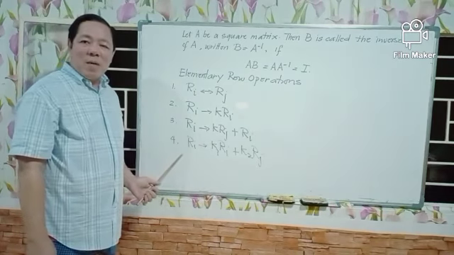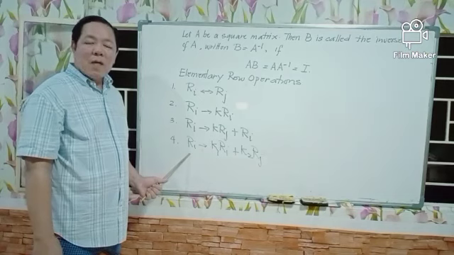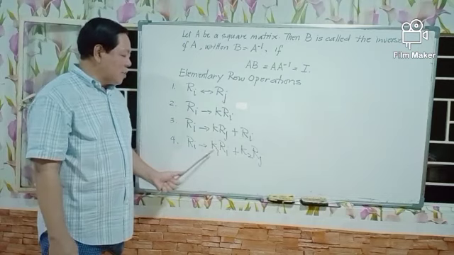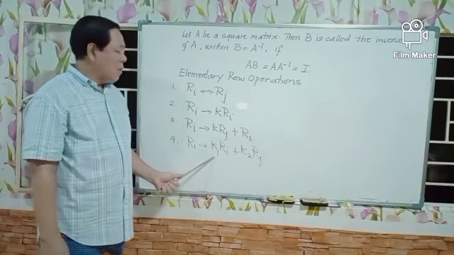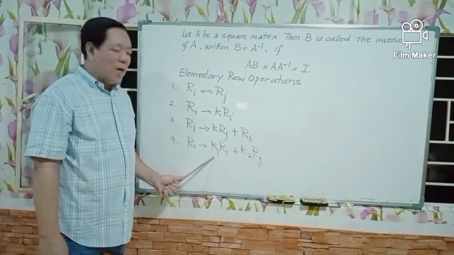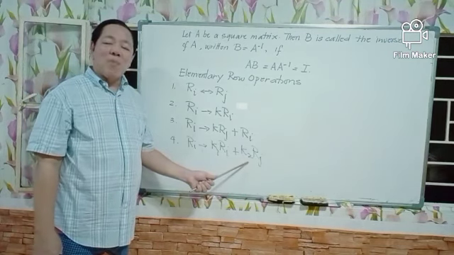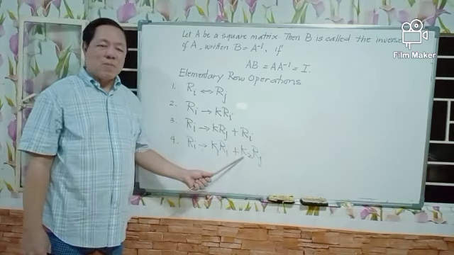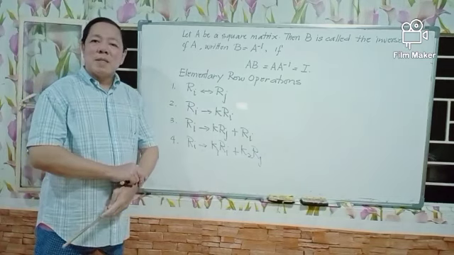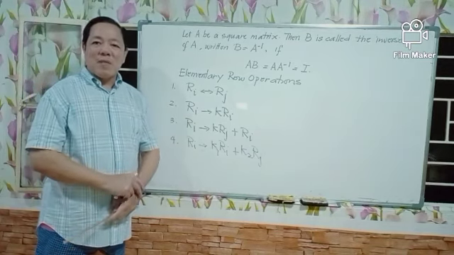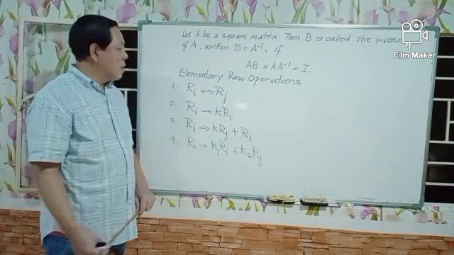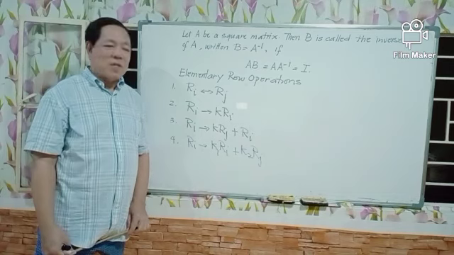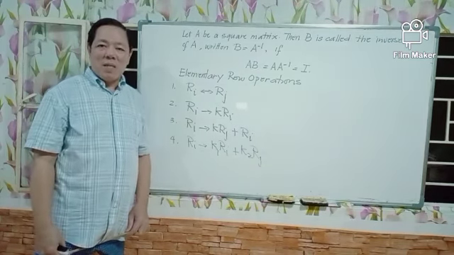And in the last type of elementary operation, the entries of the ith row are replaced with the sum of the scalar multiple of the ith row, where the scalar is denoted by k sub 1, and the scalar multiple of the entries of the jth row, where the second scalar is denoted by k sub 2. And in obtaining the inverse of a matrix, we may use one or more or all of these elementary operations to get the inverse of a square matrix A.